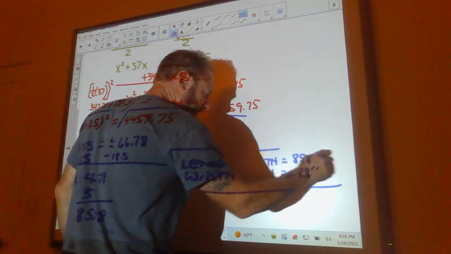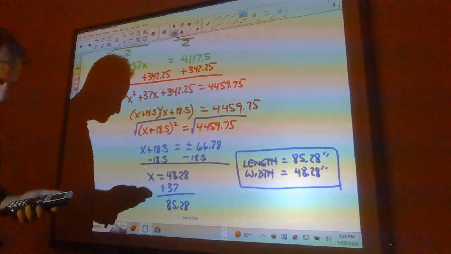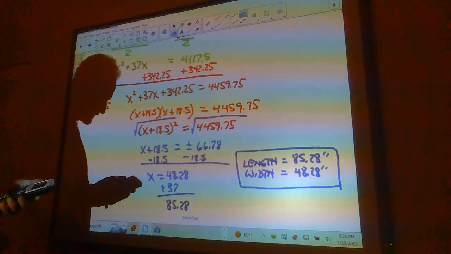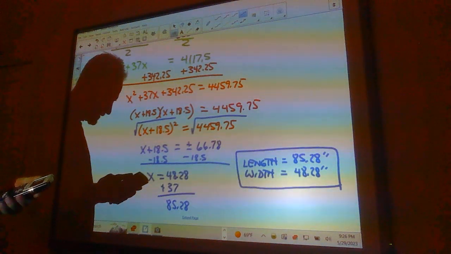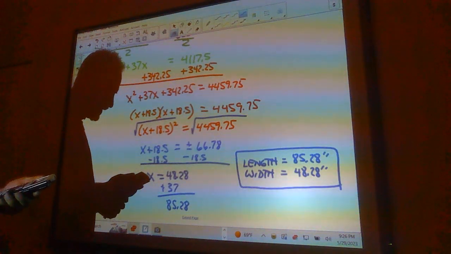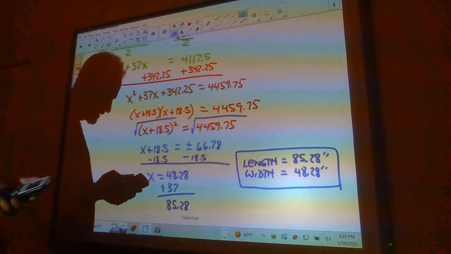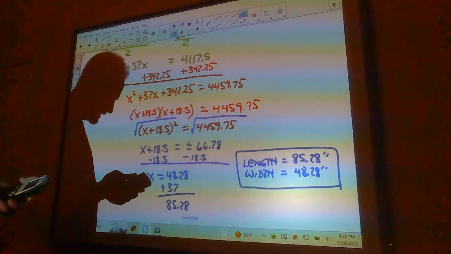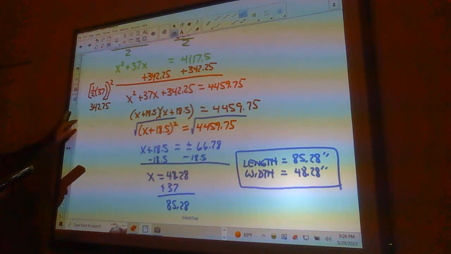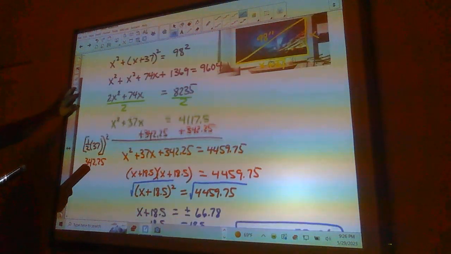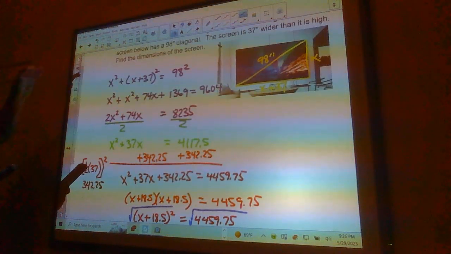Okay. Now, we should double check this. So 85.28 squared plus 48.28 squared is 9,603. And I square root that. And I get 97.998, which rounds to 98 inches. So there we go. We got it worked out.